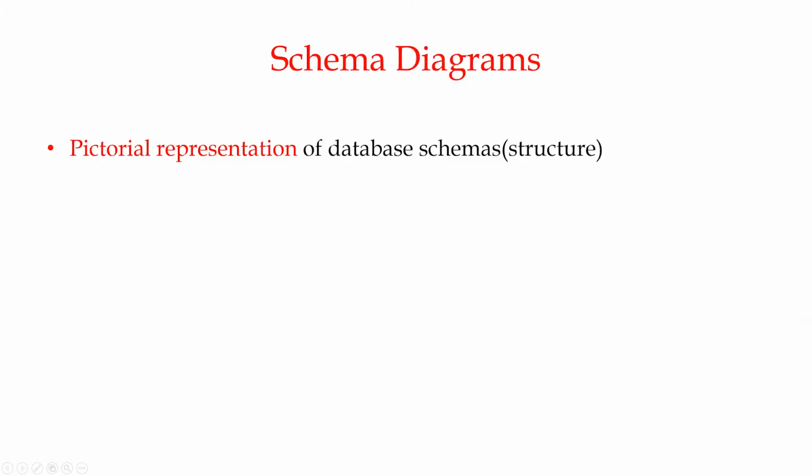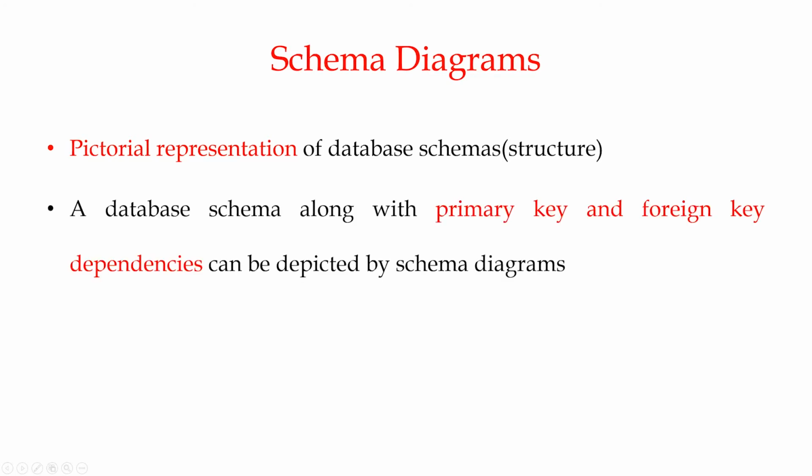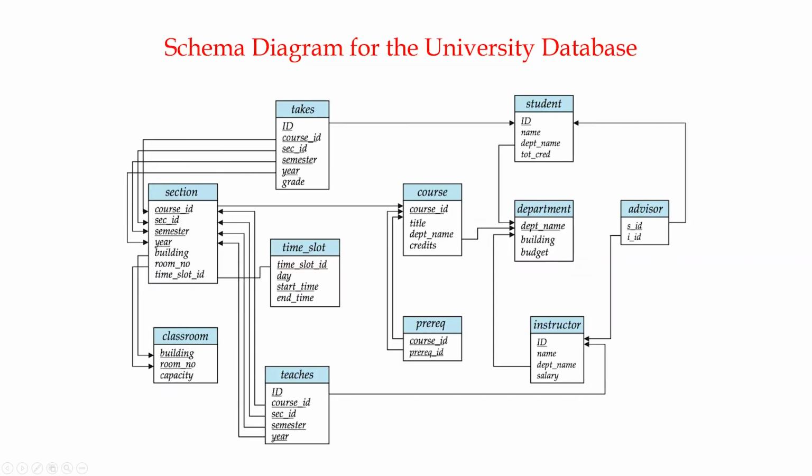Next is schema diagram. Schema is nothing but a structure. So, schema diagram is a pictorial representation of the database schema, and here it displays the primary key and the foreign key dependencies as well. Let us see the diagram of a university database.